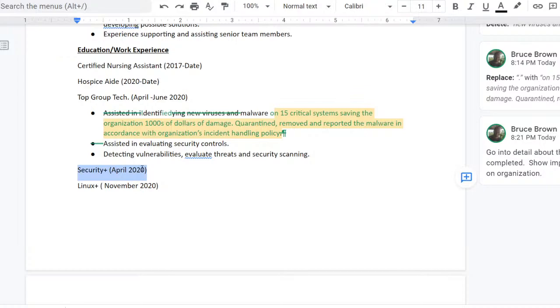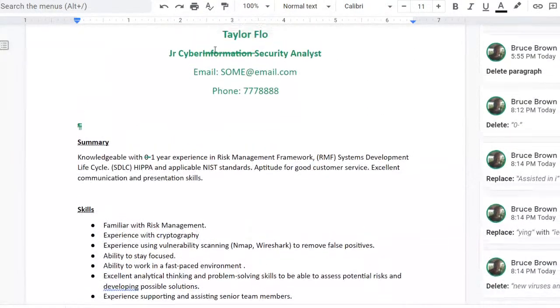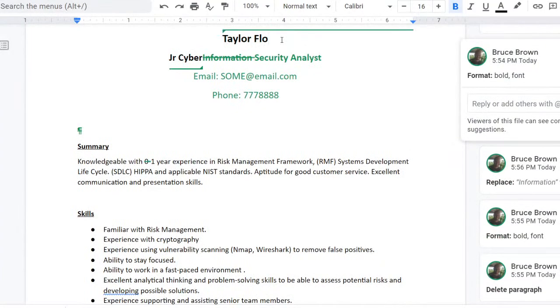Another thing is that she has a Security Plus. This needs to be on the top. If you have a Security Plus, you want to put that right up here, because you want to put your top certification on the top. Your strongest certification should be up here somewhere.